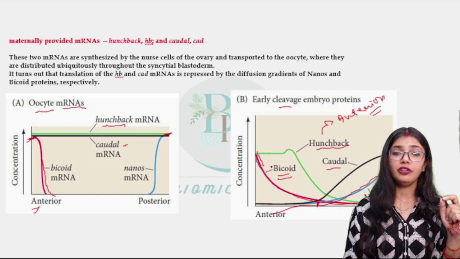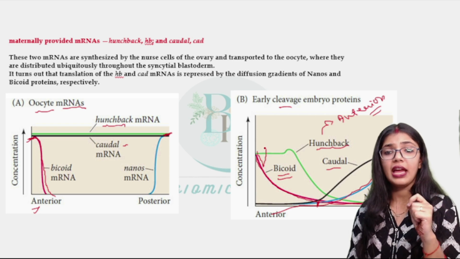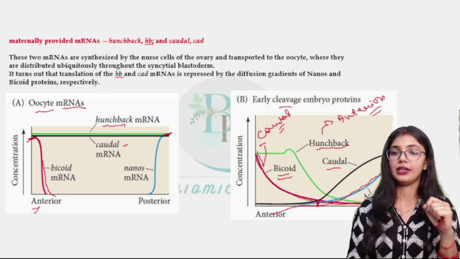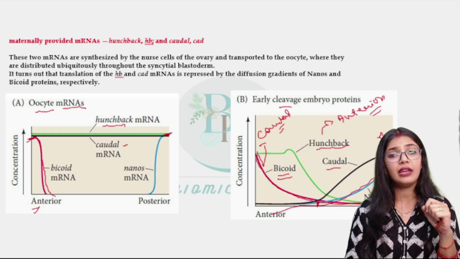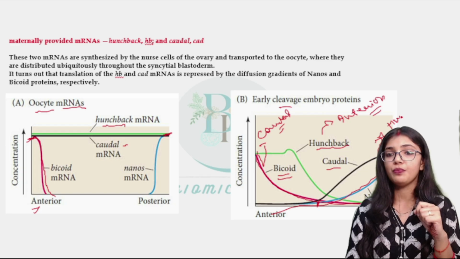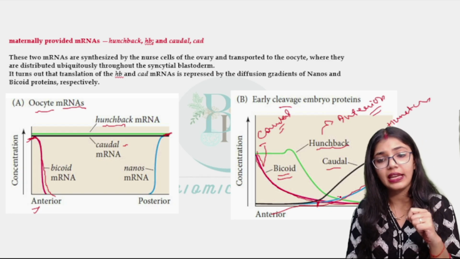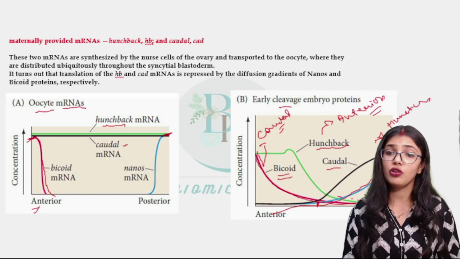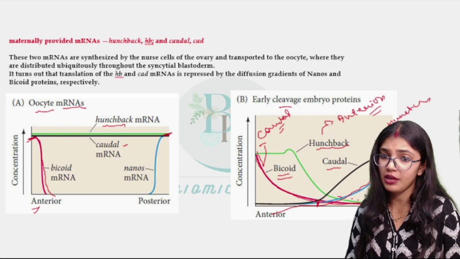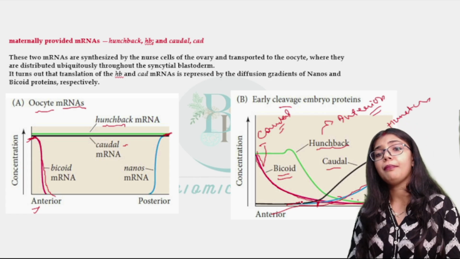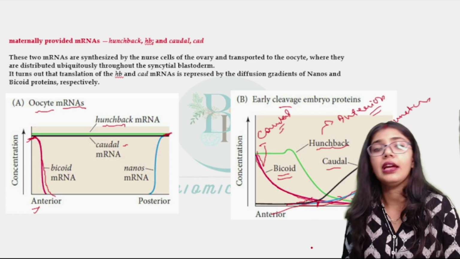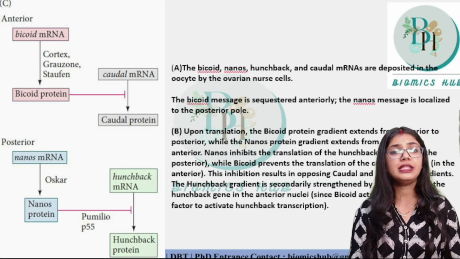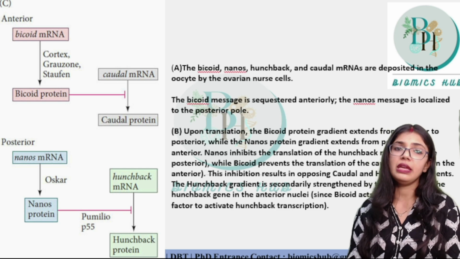Okay, but after fertilization, bicoid has the ability to inhibit the caudal protein in the anterior region, and in the posterior region nanos will inhibit the hunchback. So here we can see that there is little or no hunchback present near the posterior region, and the caudal protein is present in the posterior portion, and it is inhibited by the bicoid protein when it reaches the anterior portion. Okay, so we will see how it is being regulated.